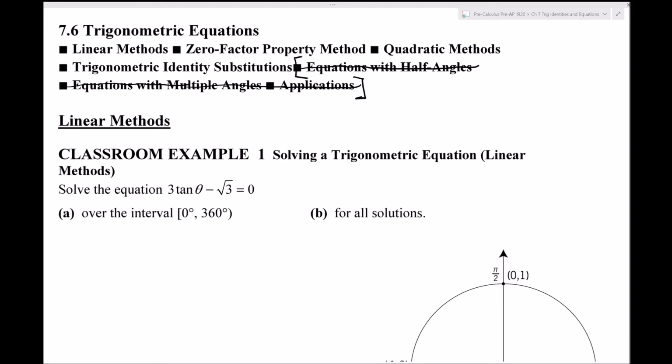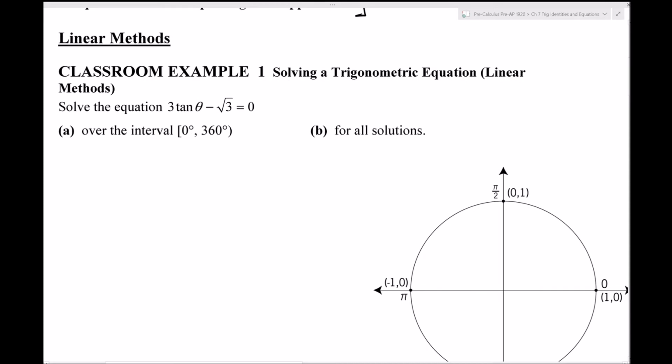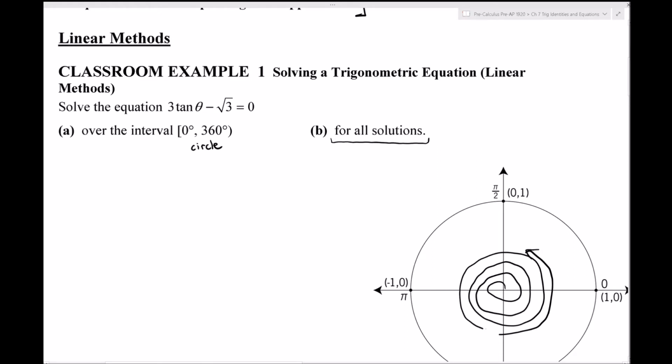Example number 1. So for example 1, we solve the equation. It says 3 tangent theta minus square root of 3 equals 0, part A, over only this interval from 0 through 360, so that's the fundamental circle. And then for part B, all solutions, which means all circles outside and including the fundamental circle. So not just between 0 and 2 pi or 0 and 360, but for any angle from negative infinity to positive infinity. So that allows for multiple rotations. That keeps on going forever one way or forever the other way.